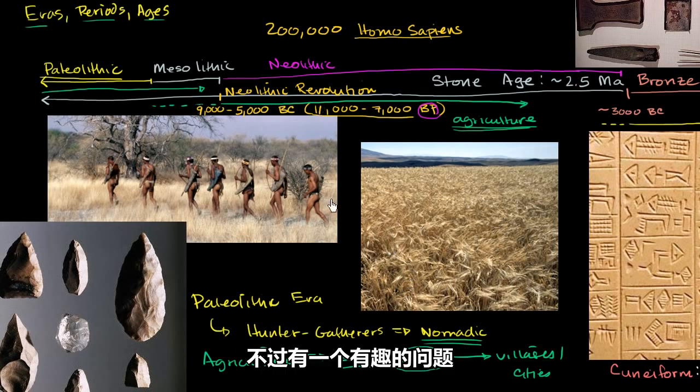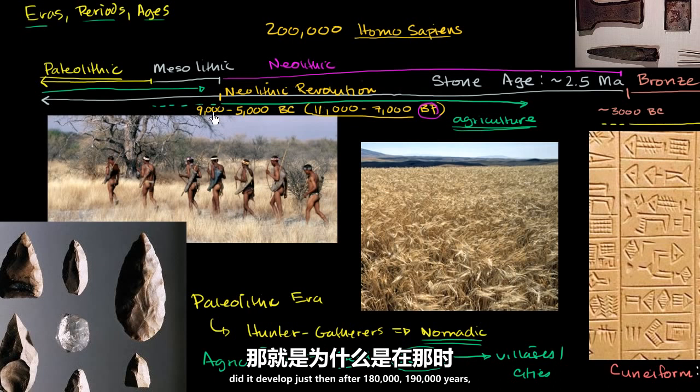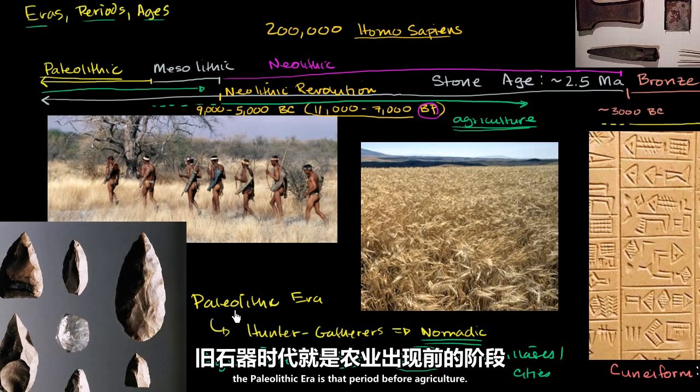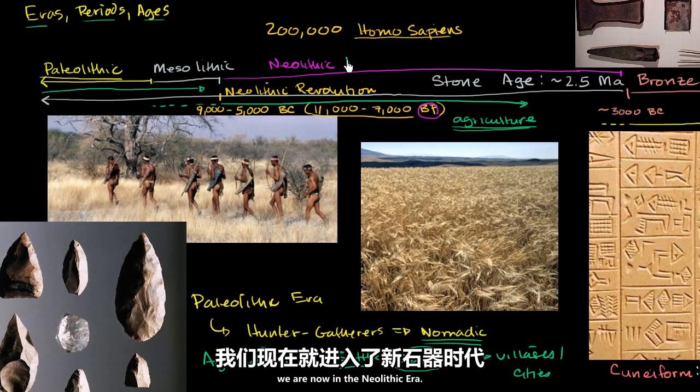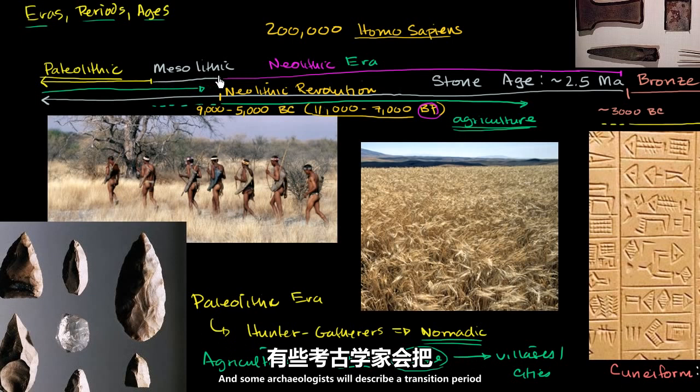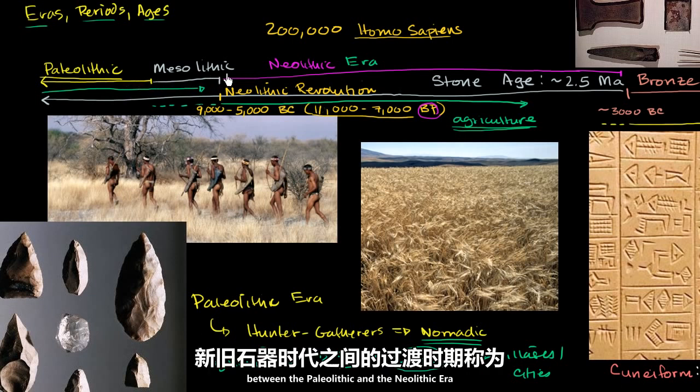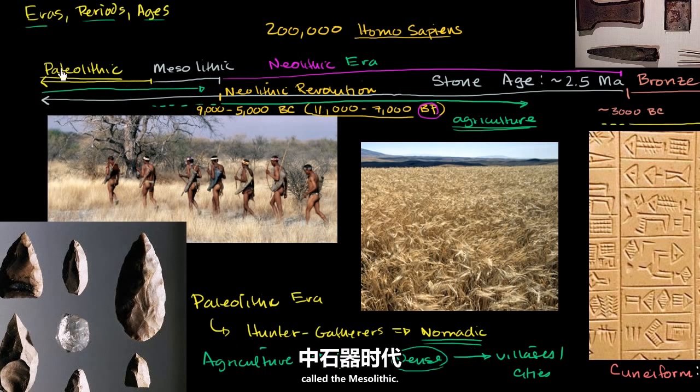But it's an interesting question of why did it develop just then, after 190,000 years? Why did agriculture all of a sudden happen? But just to get the terminology, the Paleolithic era is that period before agriculture. And then once agriculture starts developing, we are now in the Neolithic Era. And some archaeologists will describe a transition period between the Paleolithic and the Neolithic era called the Mesolithic.